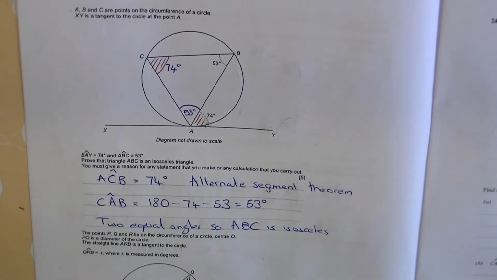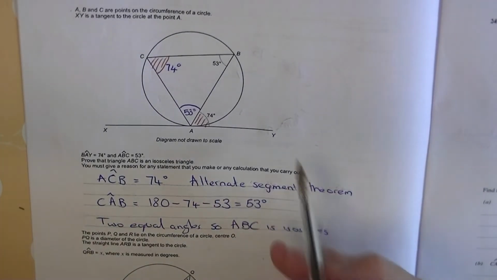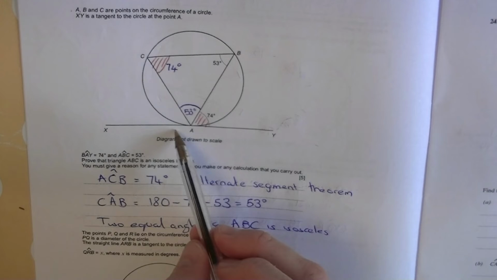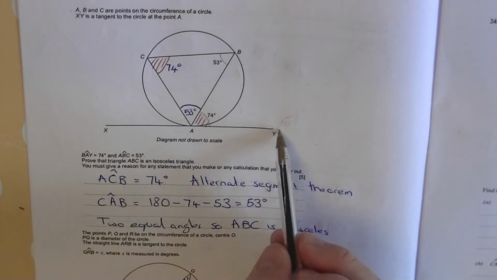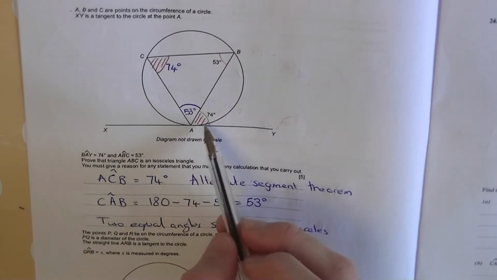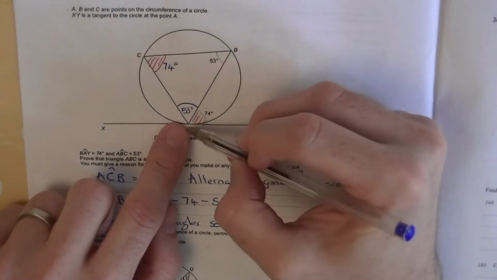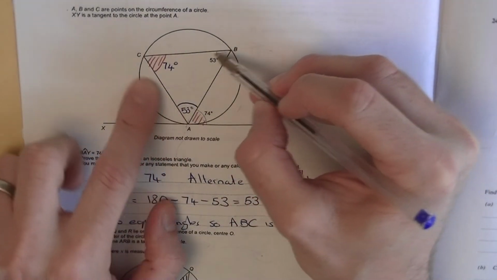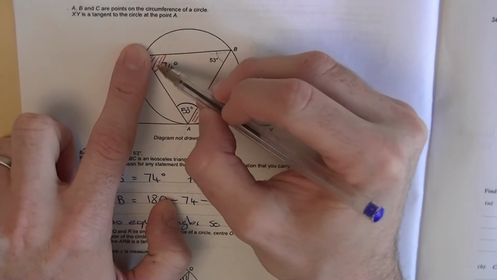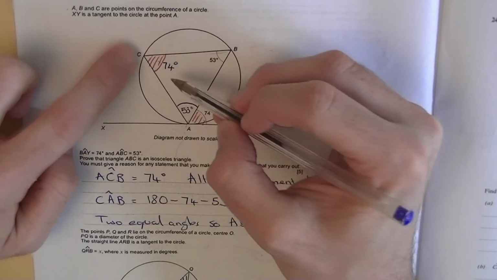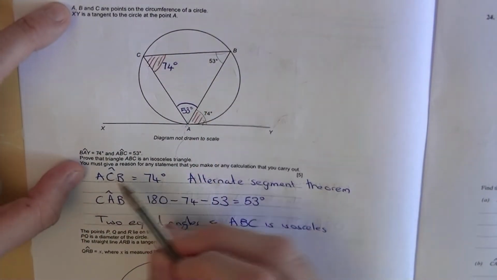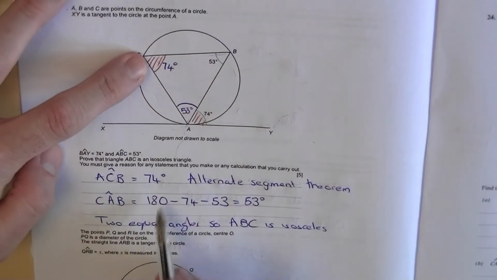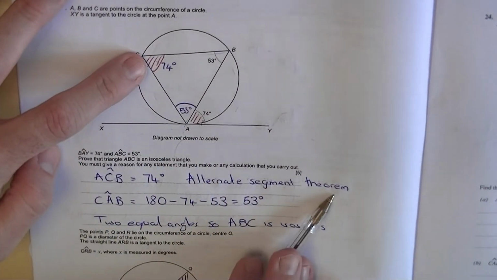Again, with this top one, I can see a tangent. Does the tangent join to a radius to make 90? No. But what it does do, it comes in and goes back on itself and makes a 74-degree angle. So using this chord, I've gone from either end up here and said that that also must be 74. So I've called that ACB, with the little roof on the C. ACB is 74, my reason: alternate segment theorem.